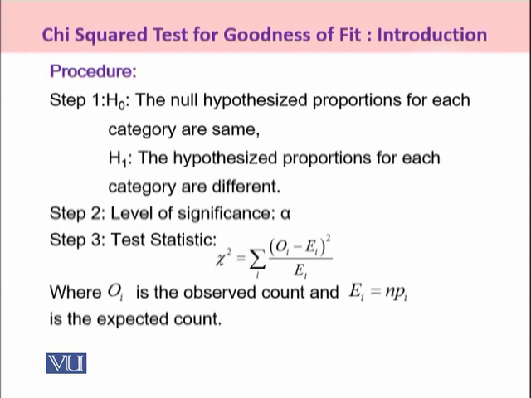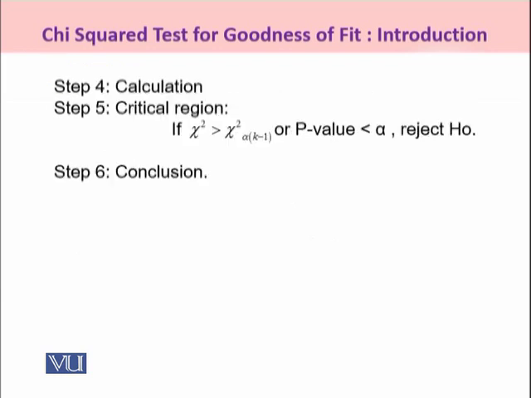And how can we calculate that? Students, this Ei is equal to N into Pi, where N is the total sample size, and Pi is the probability for each category. Now students, step number 4 is that you need to calculate the Oi's. Oi's are already given in the data. Using them, you need to calculate Ei, the expected frequencies, whose formula is N into Pi.